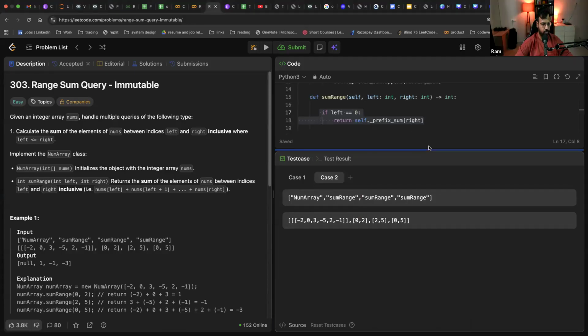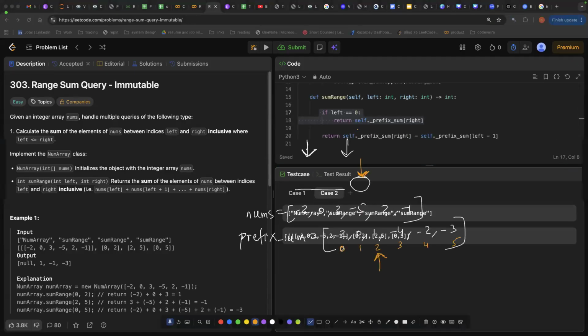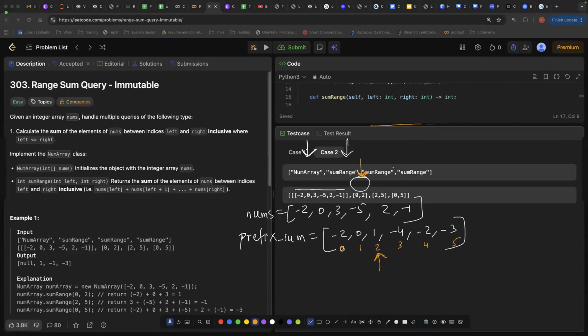See, what is the code we have written here? Left equal to 0 means we simply return the prefix of right. So for 2, here you see, we have to return 1. So the answer is 1. Then they are calling for 2 and 5. No, the answer should be minus 1, sir, right? Minus 2 plus 0 plus 1, minus 1 only, right?